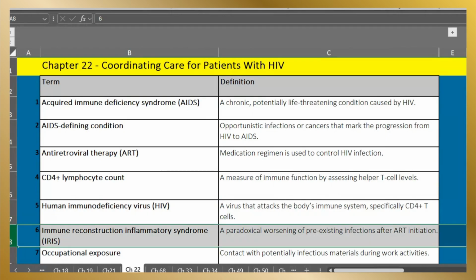Immune reconstitution inflammatory syndrome, a paradoxical worsening of pre-existing infections after ART initiation. It occurs as the immune system begins to recover and mounts an inflammatory response. It requires close monitoring and sometimes corticosteroids.